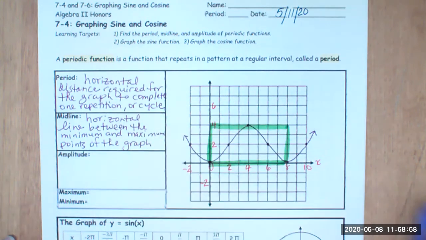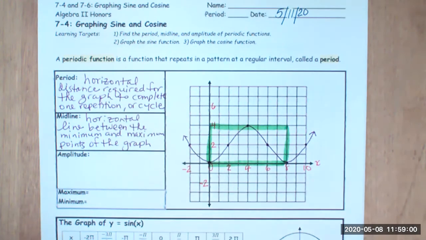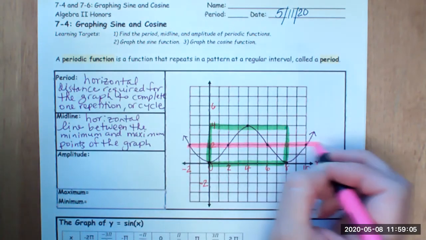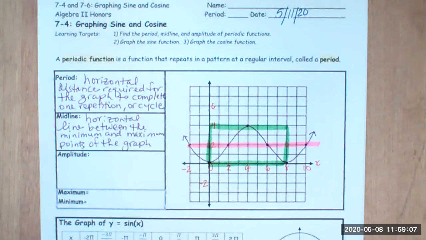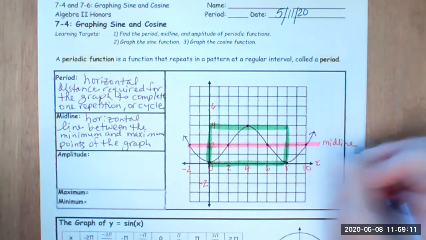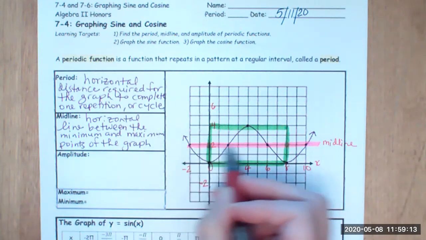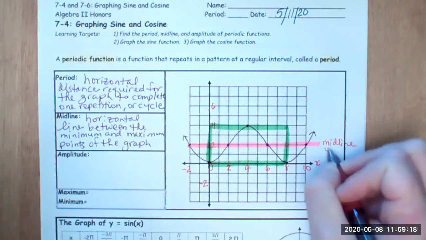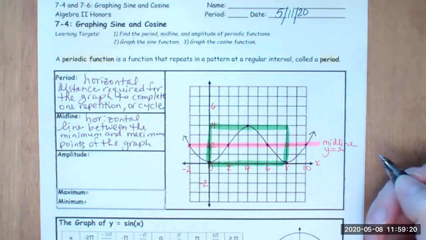Okay, so I'm going to go ahead and I'll draw that horizontal line here. So here's that horizontal line. And that horizontal line would be called the midline. And the equation of that line here is always going to be a y equals line. It would, of course, in this particular case, be y equals 2. Okay?